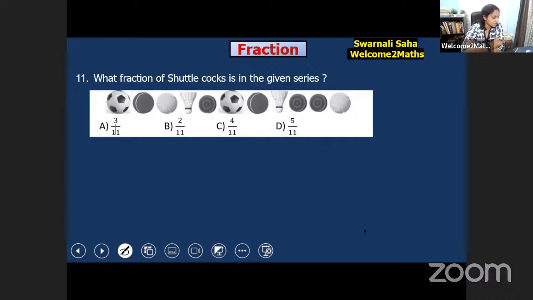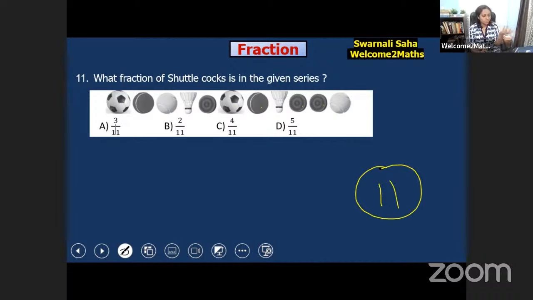So the next question is, what fraction of shuttlecocks is in the given series? Okay. So you can see there are so many things given: footballs, balls, and shuttlecocks. So we have to find out what is the fraction of shuttlecocks in this given series. Let's count first how many things we have. It's 1, 2, 3, 4, 5, 6, 7, 8, 9, 10, 11. So there are 11 things.